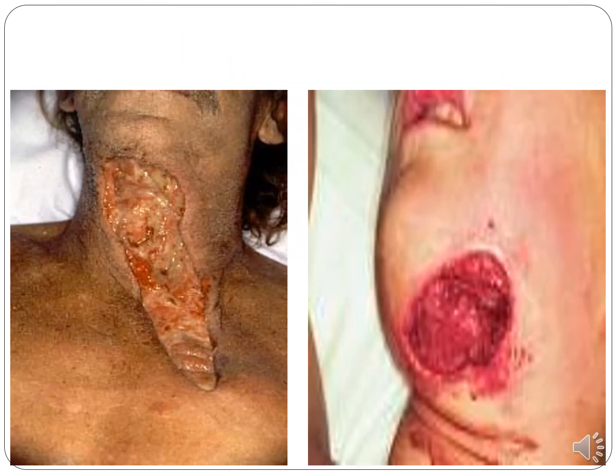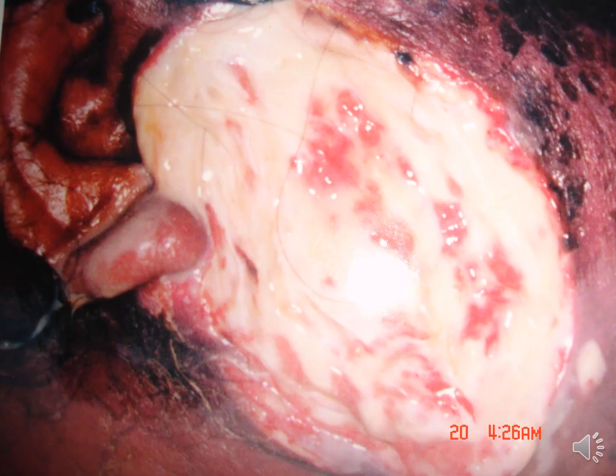So this is another case of necrotizing fasciitis that you can see. This eats up the entire skin. Okay, see, this is how the pus-laden skin appears. By thorough debridement, there is scar formation after debridement.